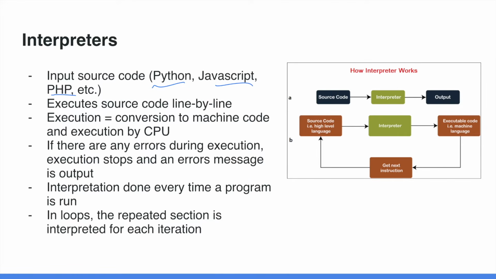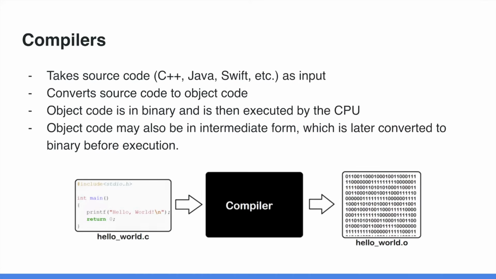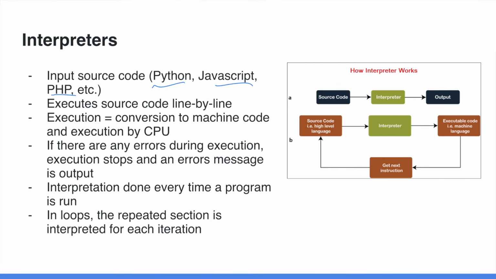Now, these go through code and execute it line by line. So every time you go down from one line of code to another, so the first line, second line, third line, fourth line, it executes this line, goes to the second line, executes this line, goes to the third line, etc. And by execution, we mean that each line of code is converted to machine code, and then that machine code is executed by the CPU. Because if you remember, the CPU can only understand machine code.